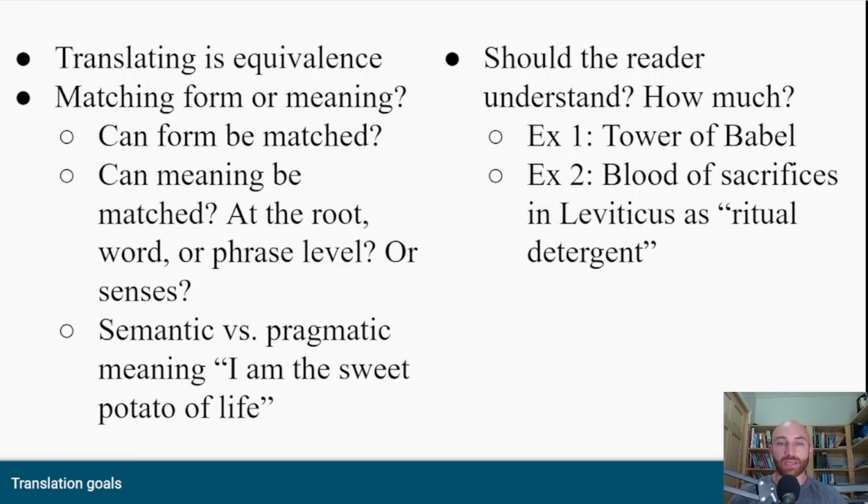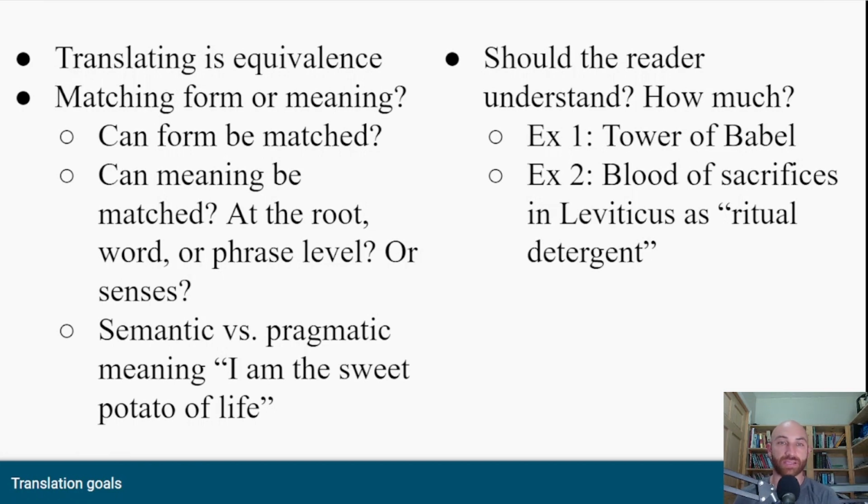What you gain is more of the pragmatic meaning in this particular context, right? We know that bread is the staple food. Sweet potatoes is the staple food in this culture. The people would understand, hey, I am the staple food of life, right? Again, there are pros and cons. I have an opinion. I personally wouldn't do this, but it's helpful to understand why people are doing it. They are trying to reflect the pragmatic meaning of the text.